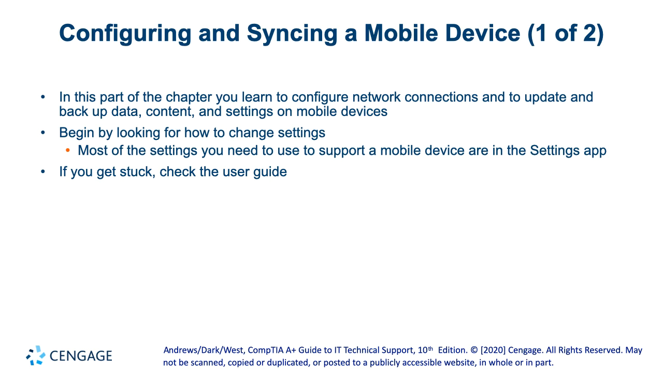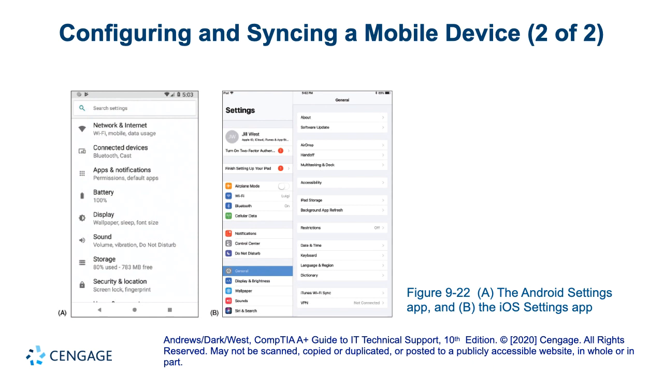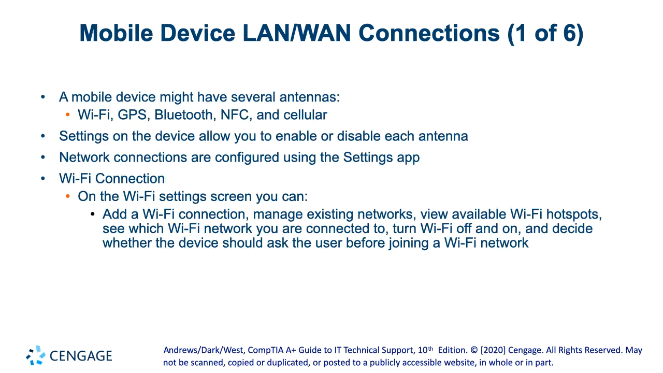Configuring network connections and how to update and back up data, content, and settings will be covered in this next section. Most mobile phones have a settings app where most settings that you need are able to be configured. Also refer to your phone's user guide if you need help. This is the Android settings app and the iOS settings app, and you can see the various options that you can configure. They differ between the operating systems, but you can configure them nonetheless from the settings app.